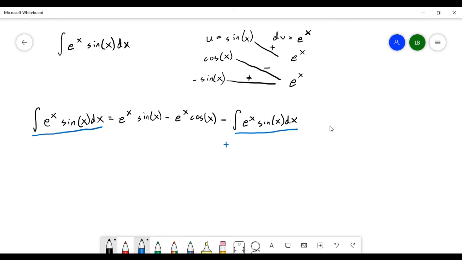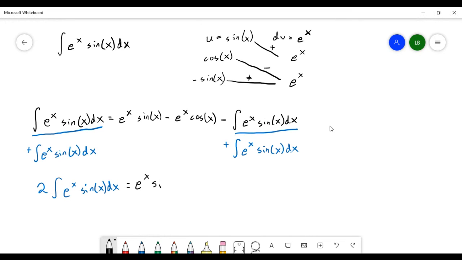So we can actually just add the integral of e to the x sine of x to both sides, just like we would a variable. And like a variable, we would just say we now have 2 integral e to the x sine of x dx. And that would then be equal to e to the x sine of x minus e to the x cosine of x. And then to get our final answer, all we need to do is divide both sides by 2 to cancel this 2.